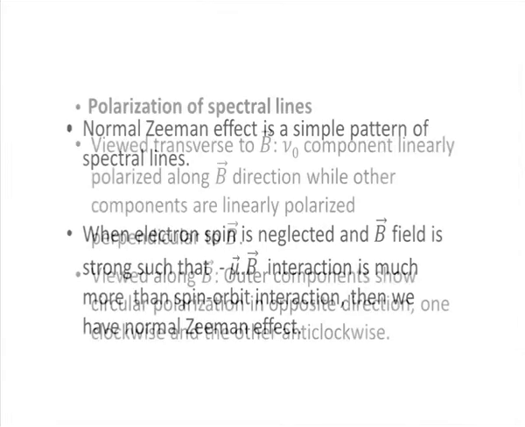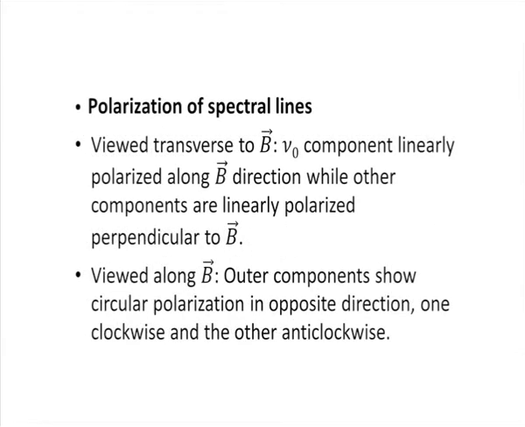Polarization of spectral lines viewed transverse to B: the nu naught component is linearly polarized along the B direction, while the other components are linearly polarized perpendicular to B. Viewed along B, the outer components show circular polarization in opposite directions, one clockwise and the other anti-clockwise. By polarization, what we mean is the direction in which the electric field is oscillating.